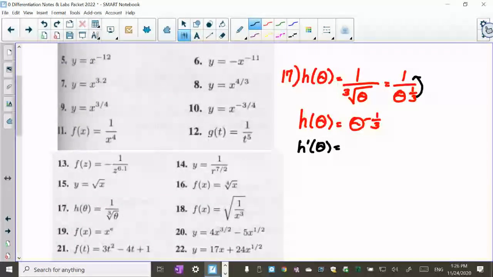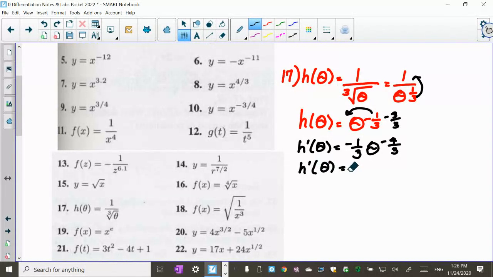Now h prime of theta: I multiply, so I get negative 1/3 theta, subtract 1. Think of it as negative 3 over 3 in your head. So that's theta to the negative 4/3, and there's my derivative. That's not incorrect, but I also want you to be able to rewrite it. So h prime of theta is negative 1 over 3, and remember, the theta goes in here, my power goes here, and it's the cube root of theta to the 4th. So that's how I would do 17.